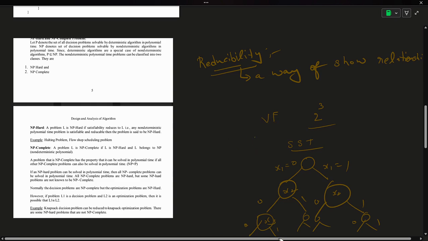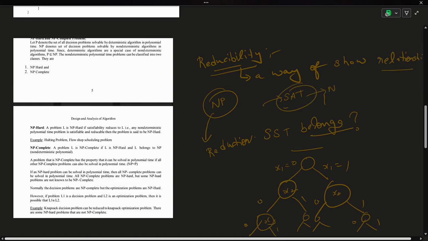Suppose I remove all these problem names and ask you, this state space tree belongs to which problem? Will you be able to classify it as a SAT problem or 0-1 knapsack? No, right? So this is what exactly relationship means. If you are able to solve one NP problem, then all the NP problems can be solved by reduction. Yes. If some problem can be reduced into the satisfiability problem, and the satisfiability problem is NP-complete, then all the problems which are in NP can be solved.